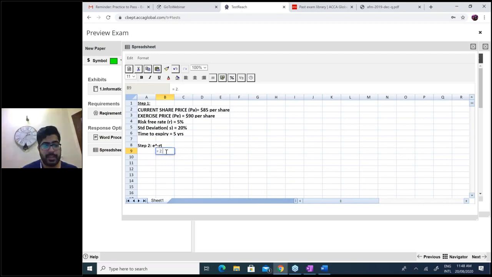is 2.7183. Okay. Power minus R directly. So R is 5%. T is 5 years. Okay. 0.7787.